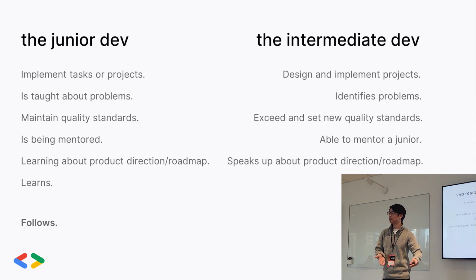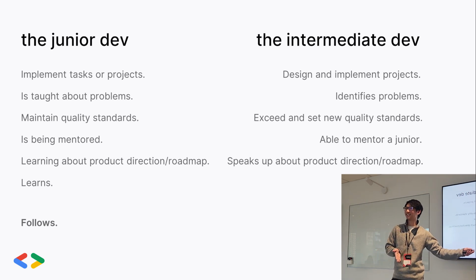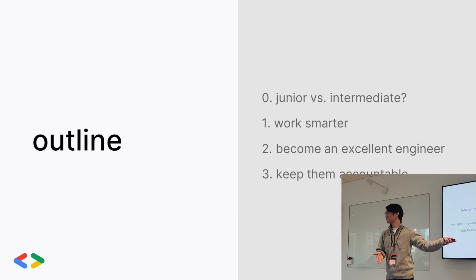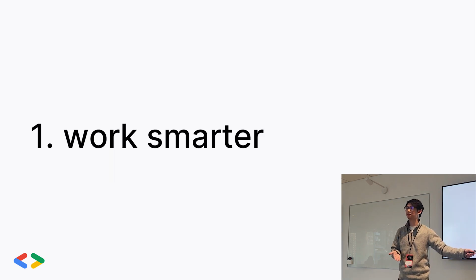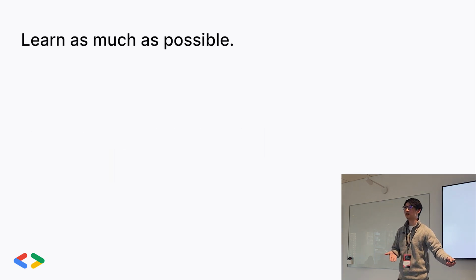So how do you bridge these things? How do you start from a junior dev and you go to an intermediate dev position? Simple, you fake it till you make it. So we're going to go through a couple pieces. We're going to talk about how to work smarter, and we're going to talk about how to become an excellent engineer, and then how to keep yourself and the company accountable and your manager.